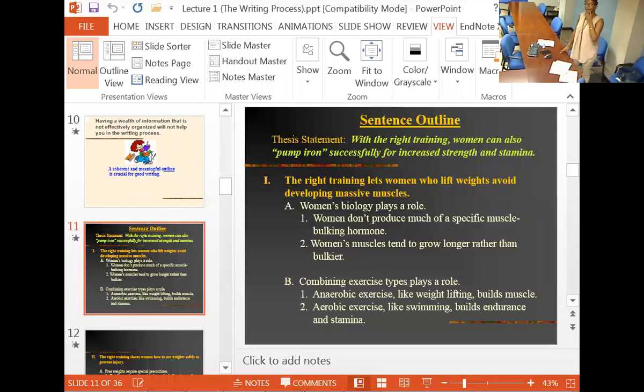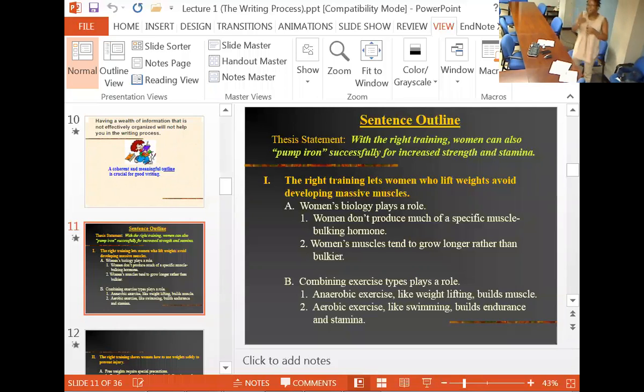We're seeing that? Are we looking at this? Is there anything here that looks like it shouldn't be there? For example, on the women's biology plays a role. Women don't produce much of the specific muscle bulking hormones, true. Women's muscles tend to grow longer rather than bulkier, again, true.